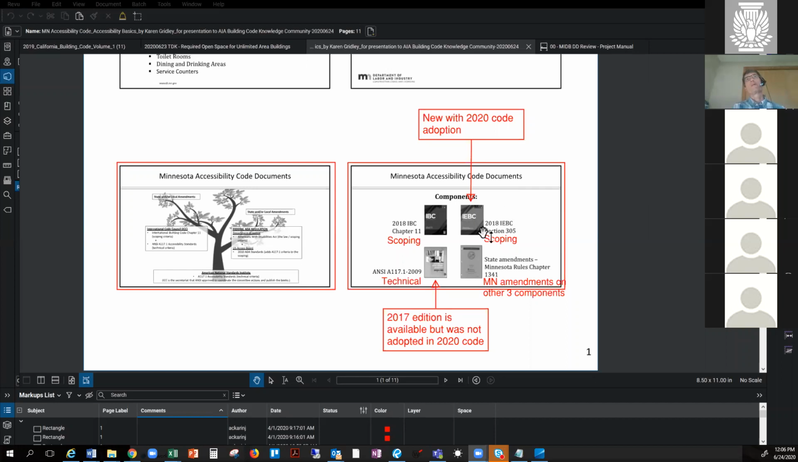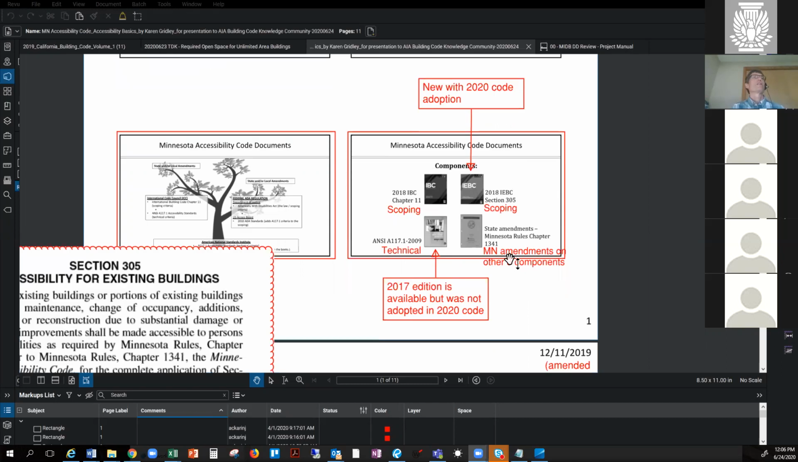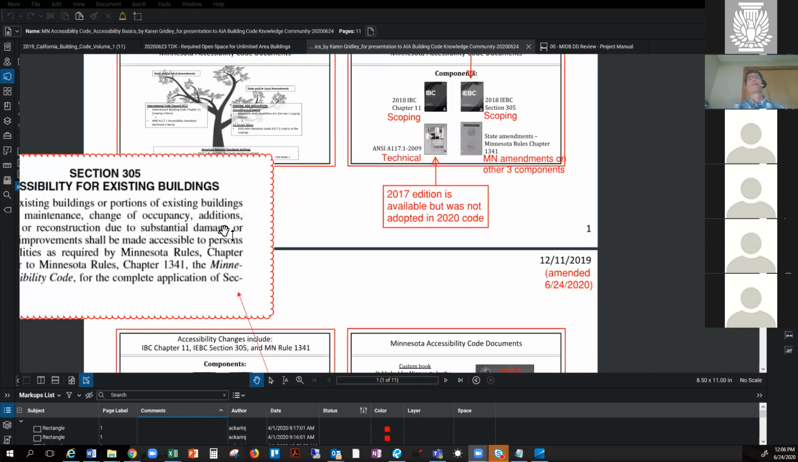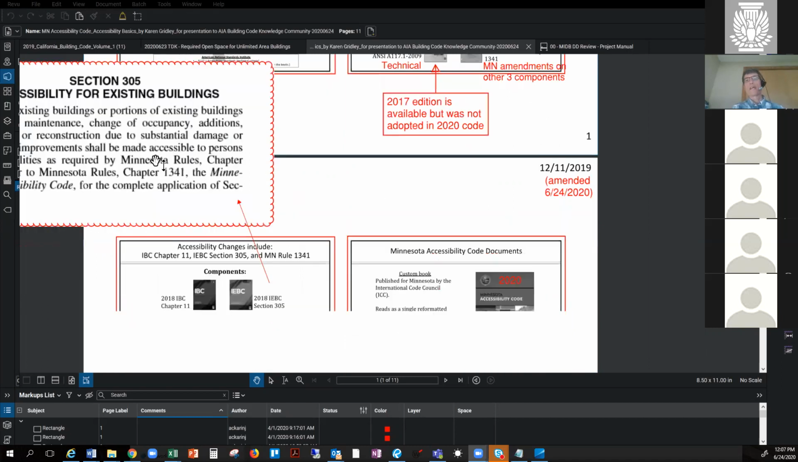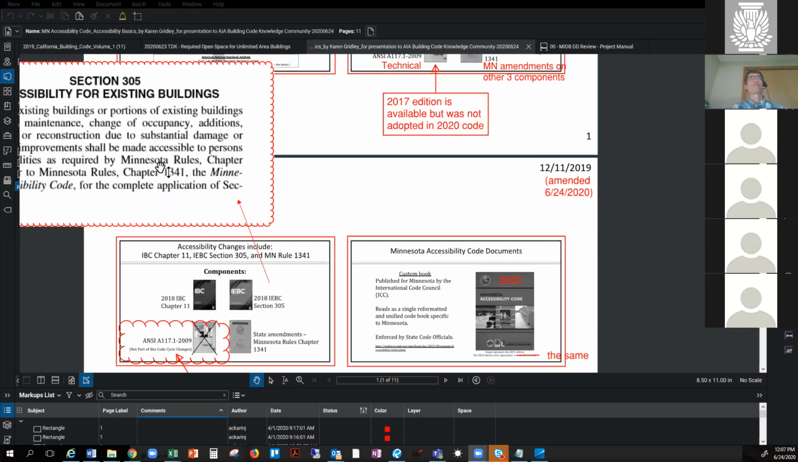And then the IEBC basically sends you to the 1341, and that's based on section 305. So there were just some additional notes that Karen was suggesting, but here again, 305 in the IEBC sends you basically to here. So that's really what that note's about.